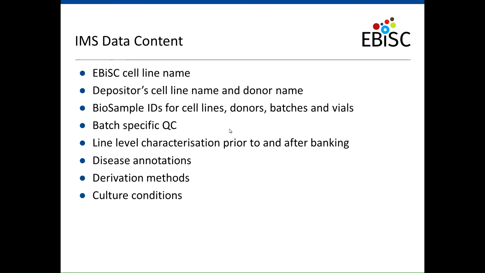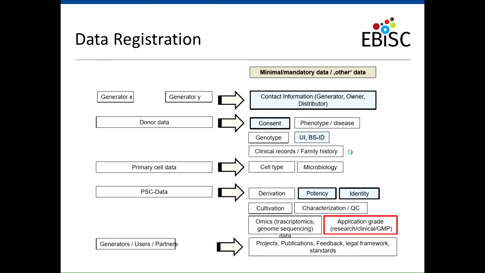Of course, there are other certain data which are in the information management system which are not in the registry. For example, disease annotations or certain LIMS data which have been generated during the banking process are not fed back to the registry. These are batch-specific data which we do not collect at the moment.